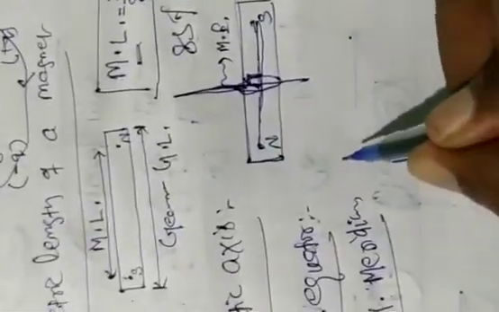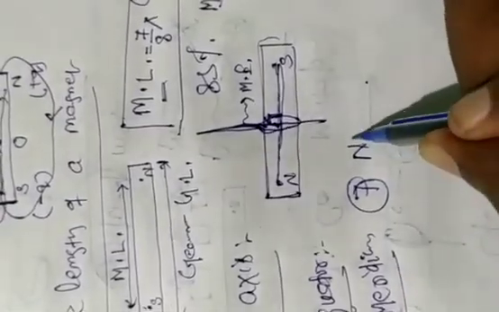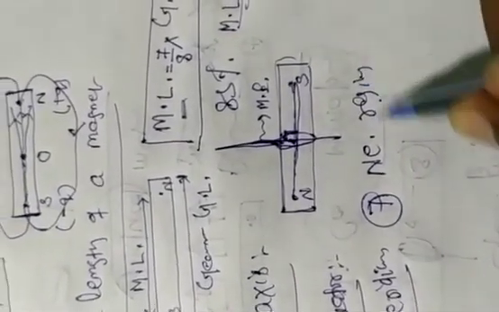Then another property, the 7th property, that is neutral region.